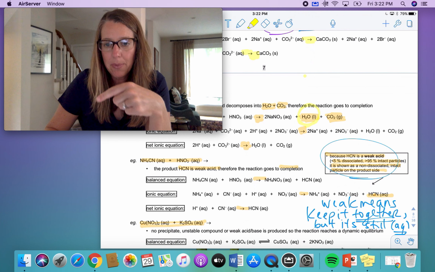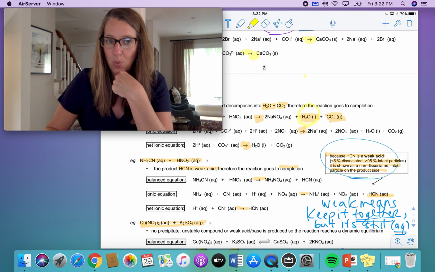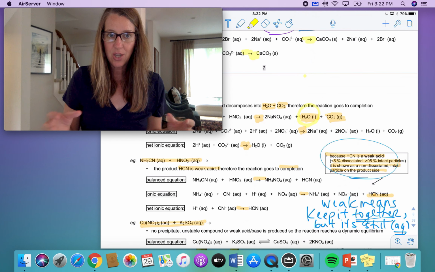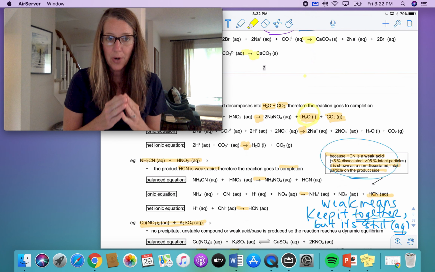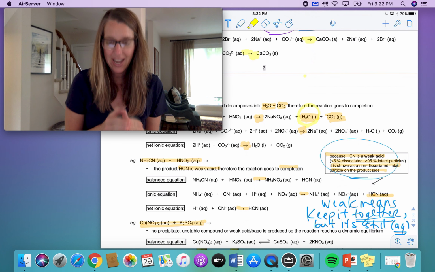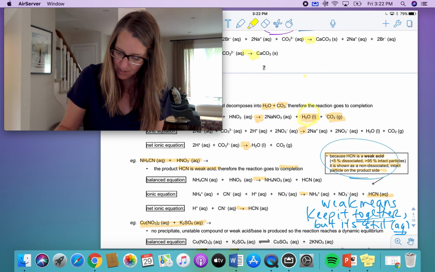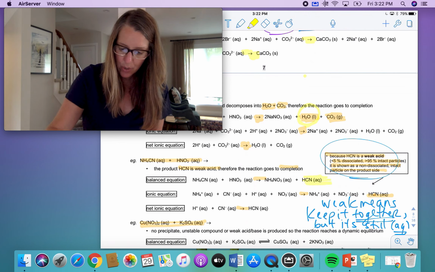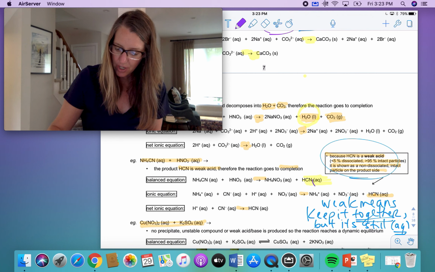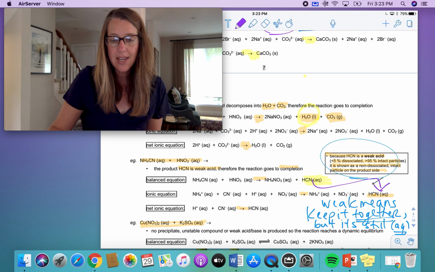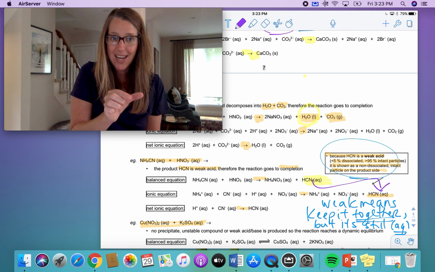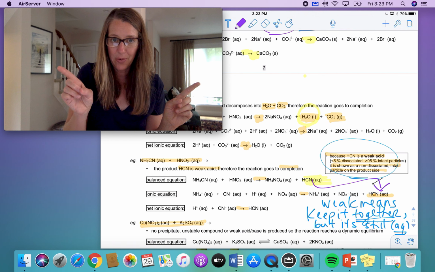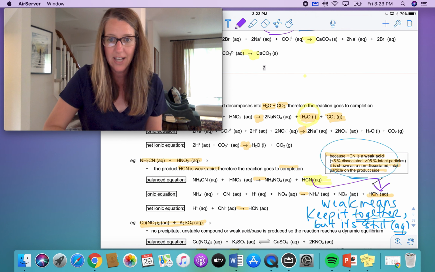And what do we remember? Again, we remember that if it's weak, it means that you have most of it still stuck together, even though you write it as aqueous, okay? Even though this right here is written as aqueous, look what you're going to do in the ionic equation. You are going to keep it together because most of it stays together. That's new, okay? That's one of the new concepts in this lesson.